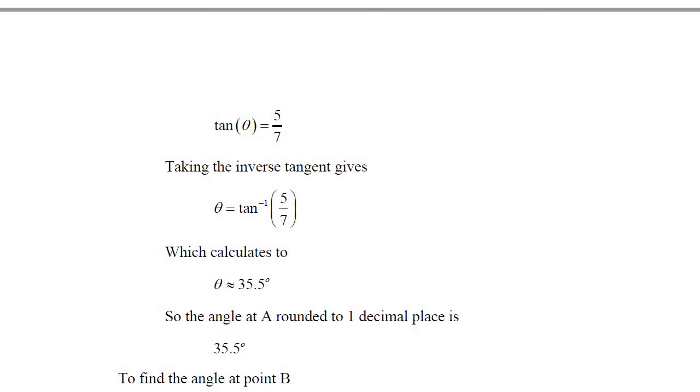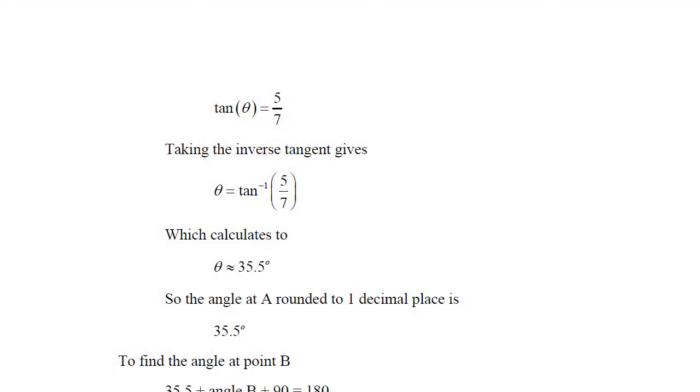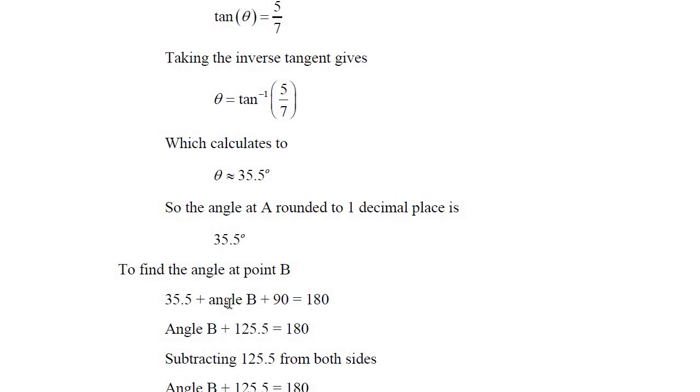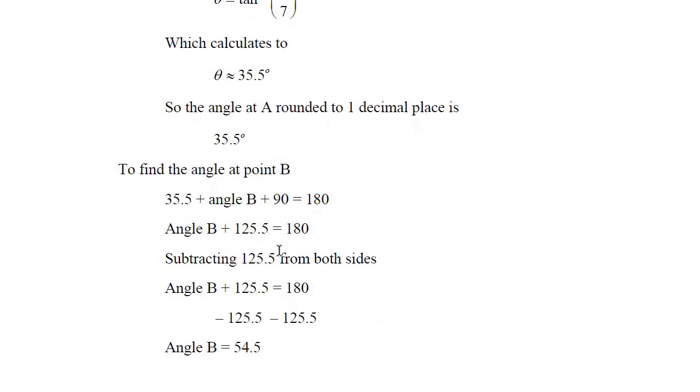Now, to find angle B, we already know we have a right angle, and we already know angle A. So if we add up these three angles, that's going to add to give me 180. So 35.5 plus 90, that's 125.5. Subtract 125.5 on both sides, and that gives me angle B is going to be, excuse me, 54.5 degrees.